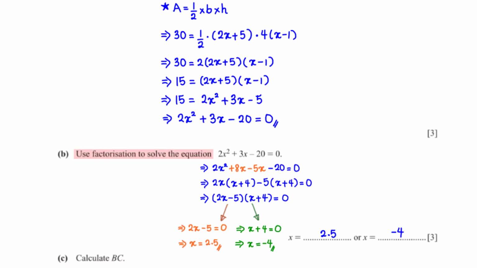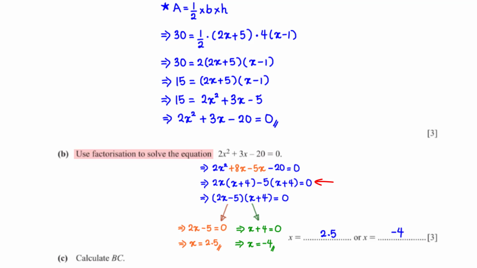Use factorization to solve the equation 2x squared plus 3x minus 20 equals 0. First, we can rewrite 3x as 8x minus 5x. For the first two terms, the common factor is 2x. When we factor out 2x, we are left with x plus 4.